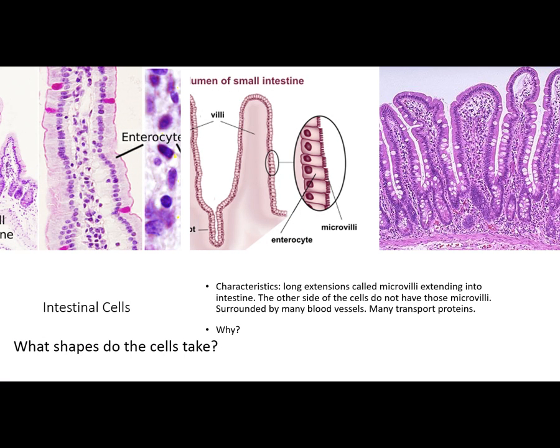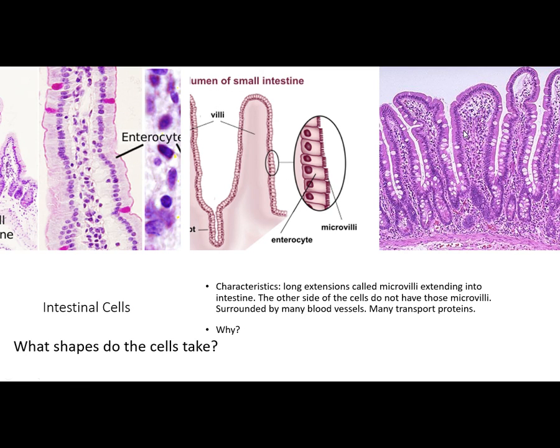Okay, and then our last one is intestinal cells. So this is your intestines. This is where your food is being absorbed. So we have long extensions called microvilli extending into the intestine. And then the other side of the cells is where all the blood vessels are. So this is a blood vessel right here. And then these are the microvilli.